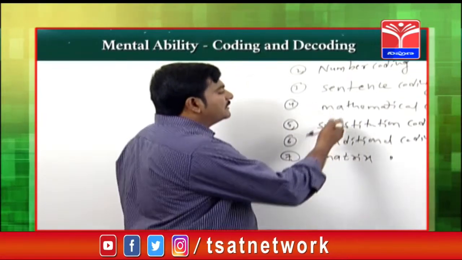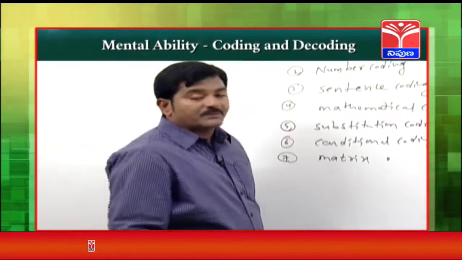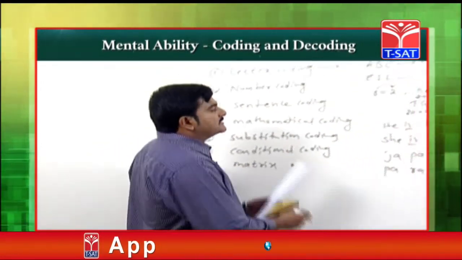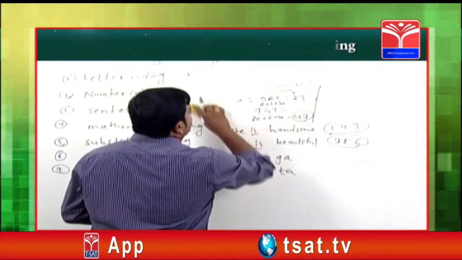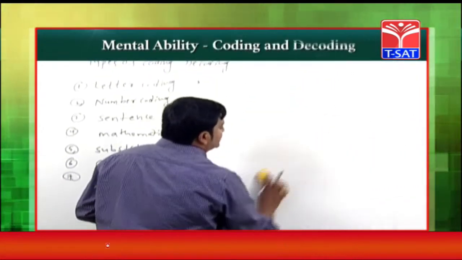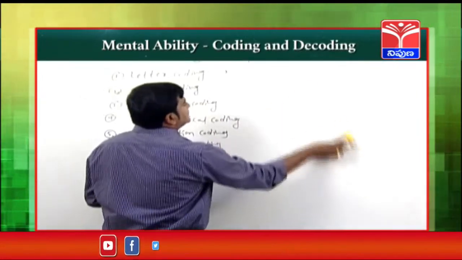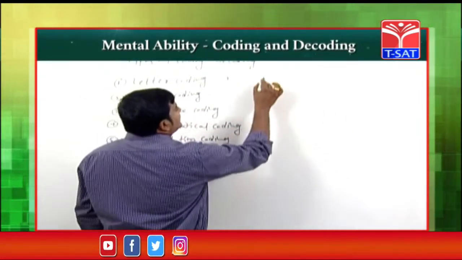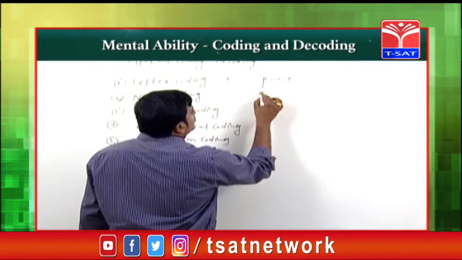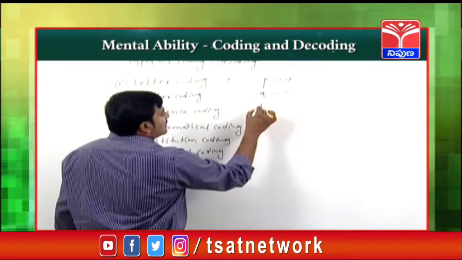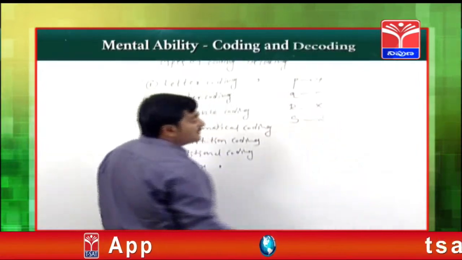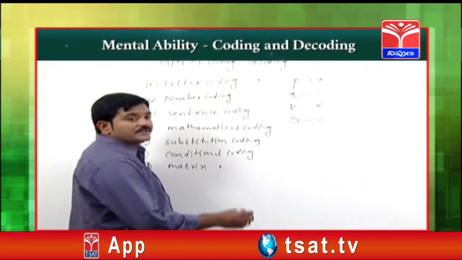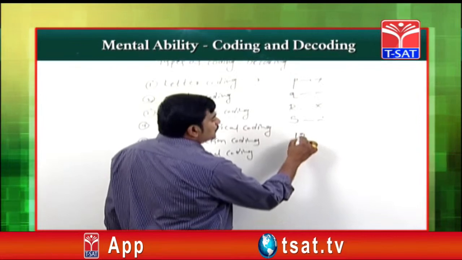For example, mathematical coding. Let's say I am taking one question. In a certain code language, P means plus, Q means minus, R means into, S means divided by. Then find the value of this.